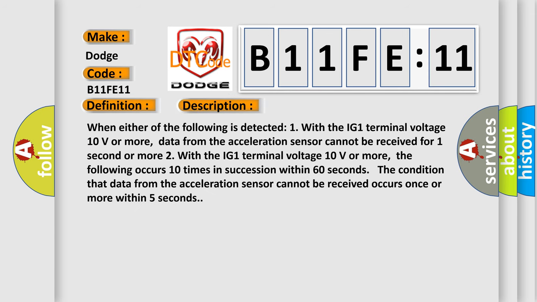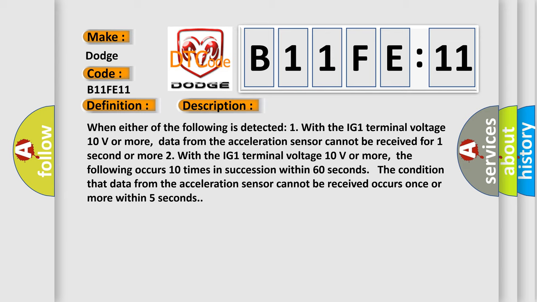When either of the following is detected: 1, with the IG1 terminal voltage 10 volts or more, data from the acceleration sensor cannot be received for 1 second or more; 2, with the IG1 terminal voltage 10 volts or more, the following occurs 10 times in succession within 60 seconds: the condition that data from the acceleration sensor cannot be received occurs once or more within 5 seconds.